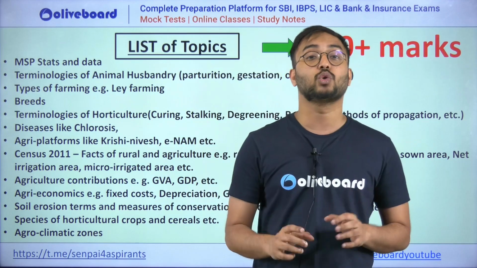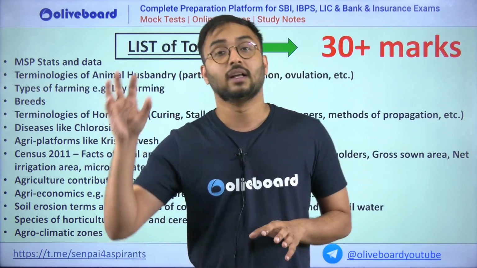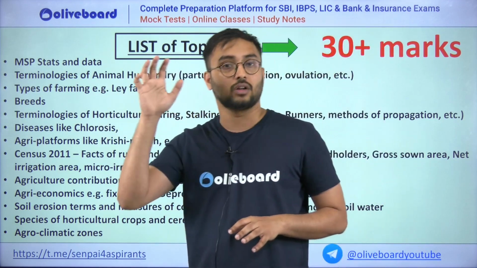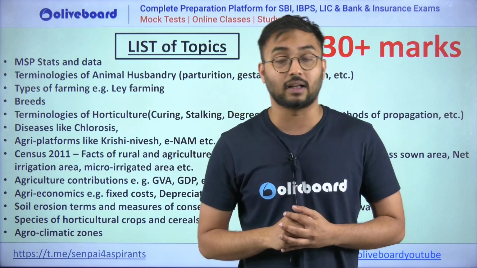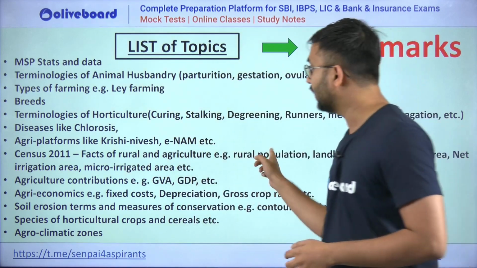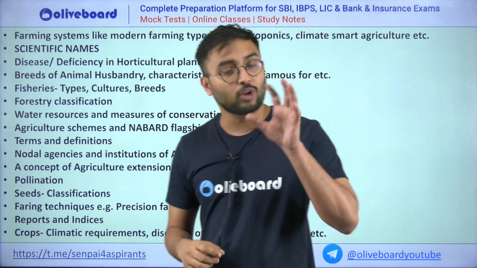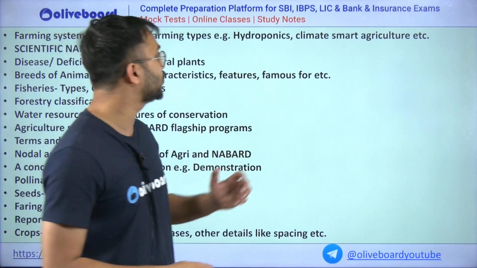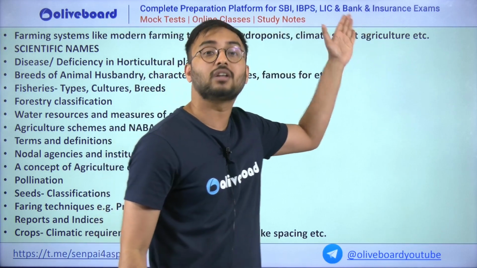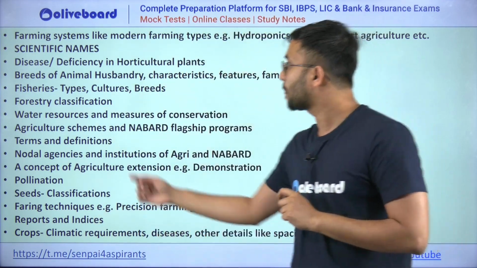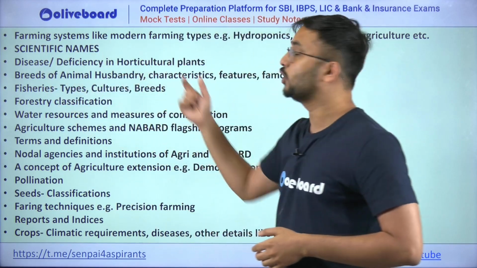Agroclimatic zone, they may ask you which is the state which has the maximum agroclimatic zones. They may ask you about a particular state: Trans-Gangetic zone or Middle Gangetic zone, which of the following states fall into this agroclimatic zone, right? Then comes the next list, farming systems like modern farming types. Some modern farming types are there which are very famous for Nabard. Hydroponics, climate smart agriculture, questions are directly asked related to this. Scientific names, favorite topic, already discussed. Disease and deficiency in horticultural plants.